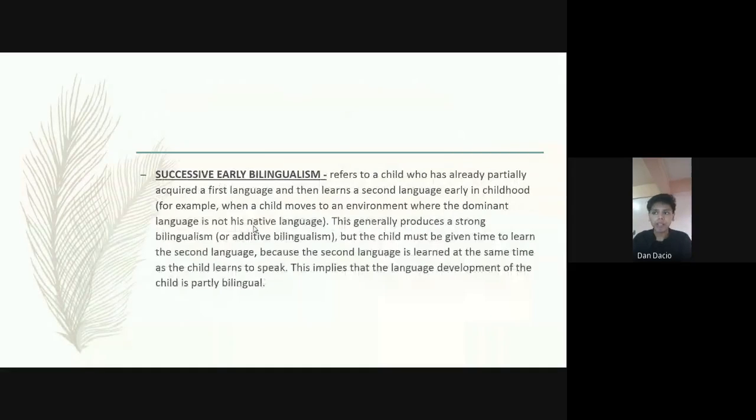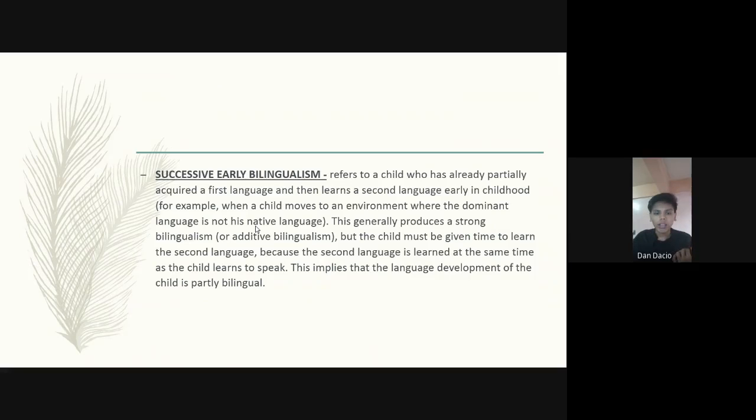Successive early bilingualism refers to a child who has already partially acquired a first language and then learns a second language early in childhood. So in this type of bilingualism, a child was able to acquire the first language at an early age and then learns the second language early in childhood also. So for example, let's say a 4-year-old child was able to learn how to speak Filipino, and then at the age of 4 and a half, he was also able to learn how to speak English. So that's what you call successive early bilingualism.